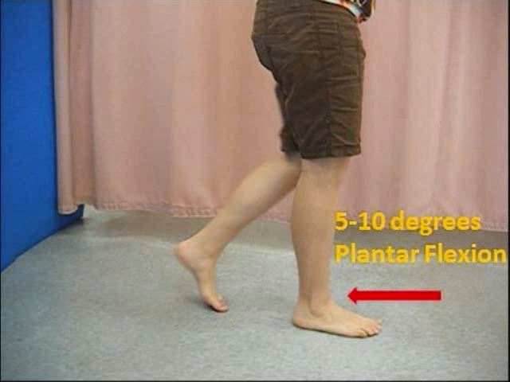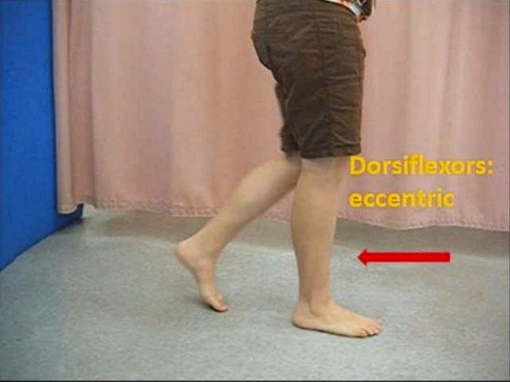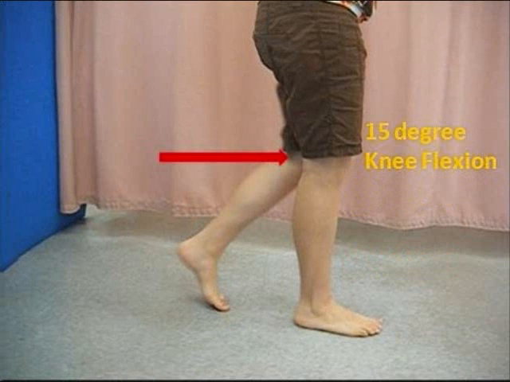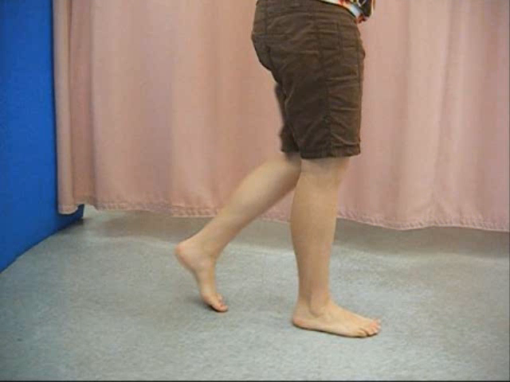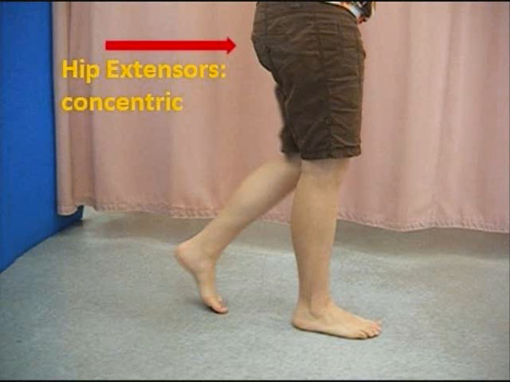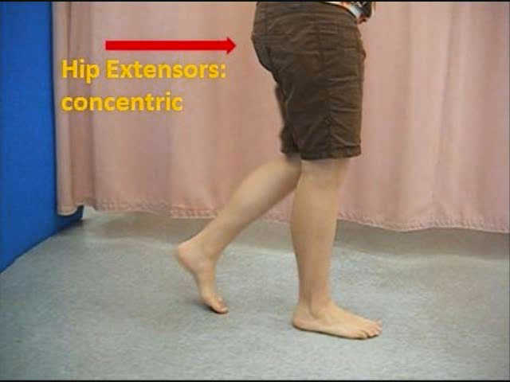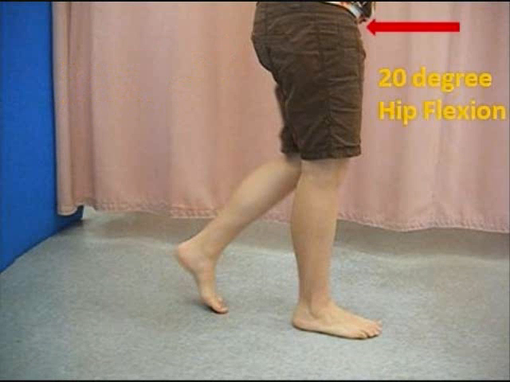The ankle is in 5 to 10 degrees of plantar flexion. This motion is controlled through eccentric activation of the dorsiflexor muscles. Knee continues to flex to 15 degrees. Knee extensors continue to be active eccentrically. Hip extensors shift from isometric to slight concentric activation, moving hip into 20 degrees of flexion.